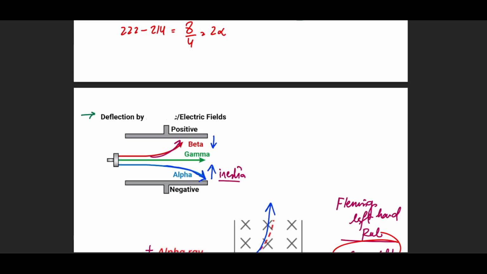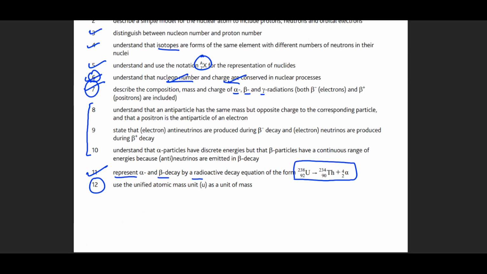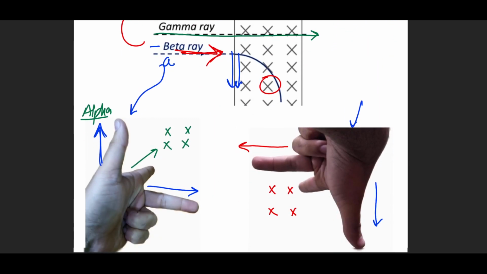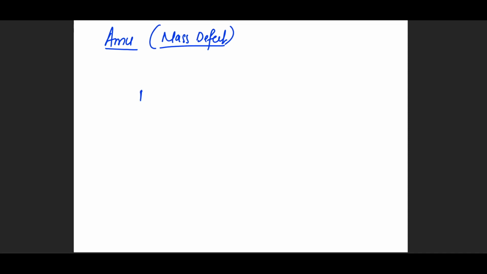So we understand what common properties of alpha, beta, and gamma are as well. We understand the decay equations as well. And let's try to understand the atomic mass unit. What is that? So we have AMU, or atomic mass unit. Basically, this concept stems from the topic of mass defect, which is also a part of A levels or A2 as well. So I'm going to give you a brief description of what that is.